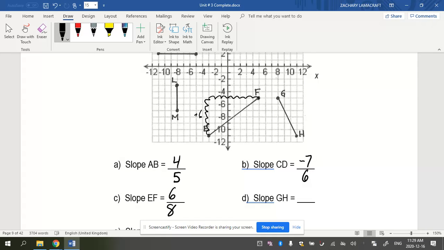Can we reduce that? What can we reduce that to? 3/4. Thank you, Kyron. So basically, you just divided both of those by 2. So it'd be 3/4 would be our slope. Okay.